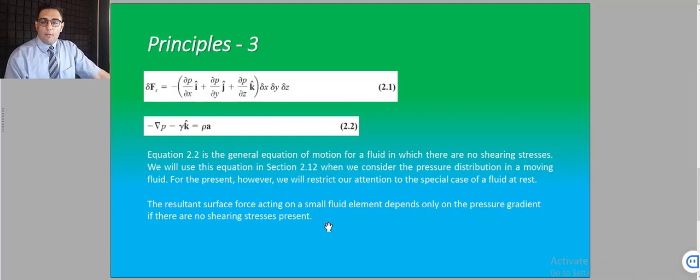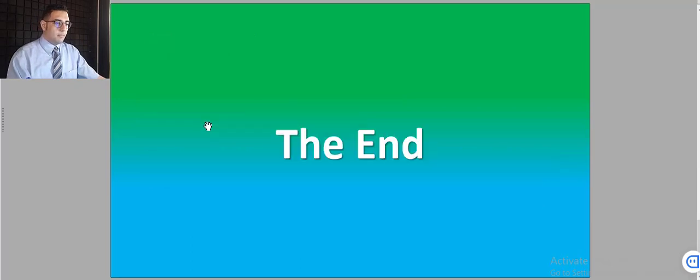So, we have already known that the resultant force acting on a fluid element depends only on the pressure gradient, which is here, if there is no shear stress. Pay attention to that. It might come to your exams as a principal question.